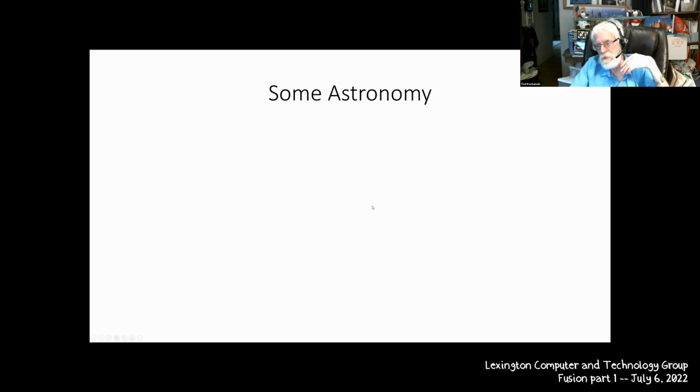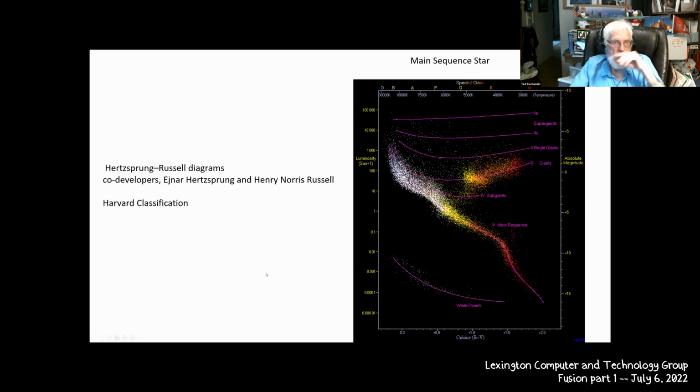So now we'll talk a little bit about astronomy, because this is how we first understood fusion and how it's still relevant to our understanding of how we do certainly inertial confinement type fusions. This is a famous Hertzsprung-Russell diagram. Hertzsprung was a Norwegian who was working in Germany in the early 20th century. Russell was doing essentially much the same at Princeton.